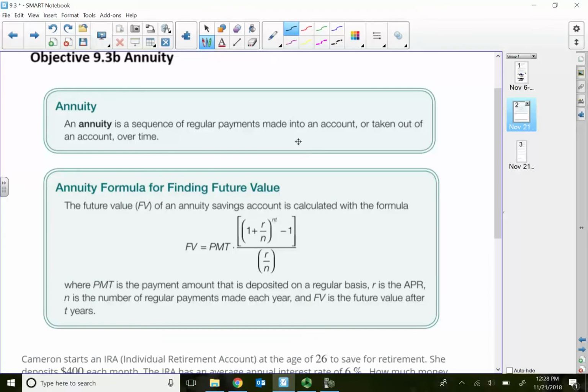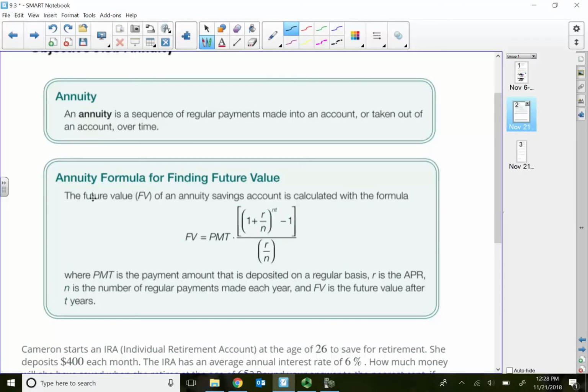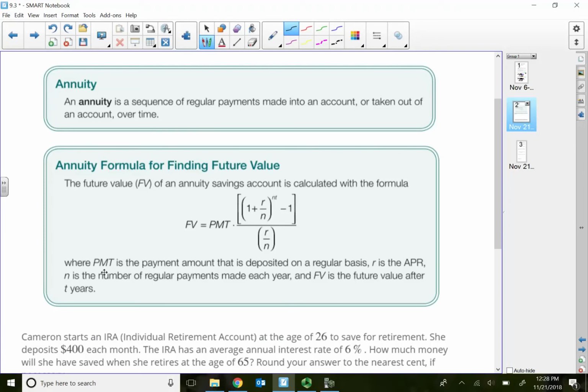So as far as investment is concerned, investing money for your future, normally if people have a 401k, a retirement account, then from every paycheck they will put a certain percentage into that retirement. This is called the annuity formula for finding the future value. The future value FV of an annuity savings account is calculated with this formula, where PMT is a payment amount that is deposited on a regular basis, R is your APR, N is the number of regular payments made each year, and FV is the future value after so many years, where T is in years.